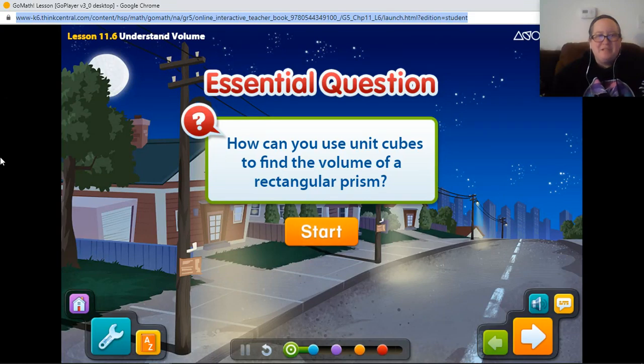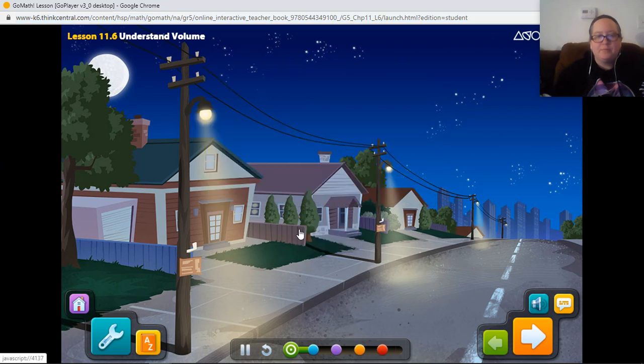Hello, my mathematicians. Today we're going to look at lesson 11.6, understanding volume. And our essential question is, how can you use unit cubes to find the volume of a rectangular prism?